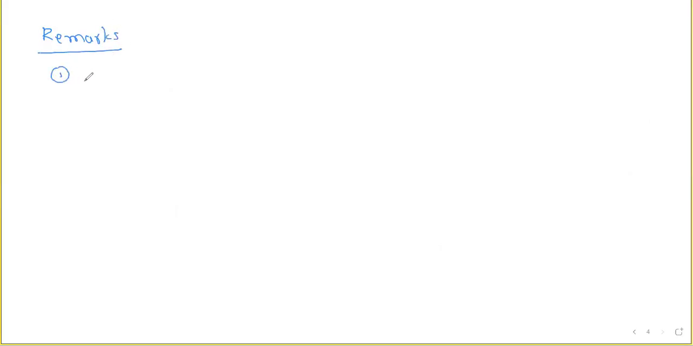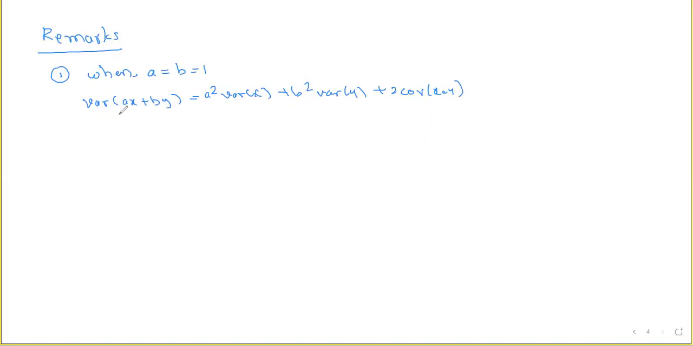Remarks. So first one, for a particular value, when a equal to b equal to 1, then see here, already what we have: variance of ax plus by equal to a square into variance of x plus b square into variance of y plus 2 times covariance between x and y, right? When you put a equal to 1, b equal to 1, a is 1, right?